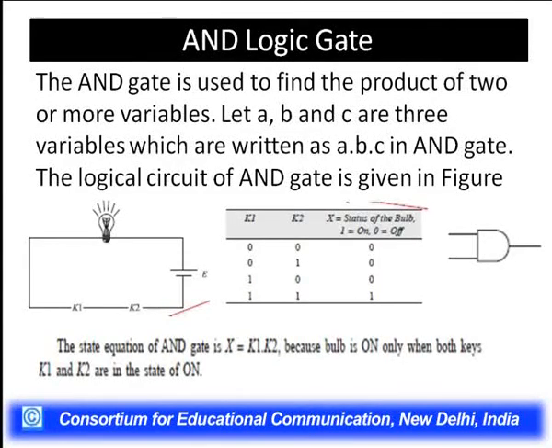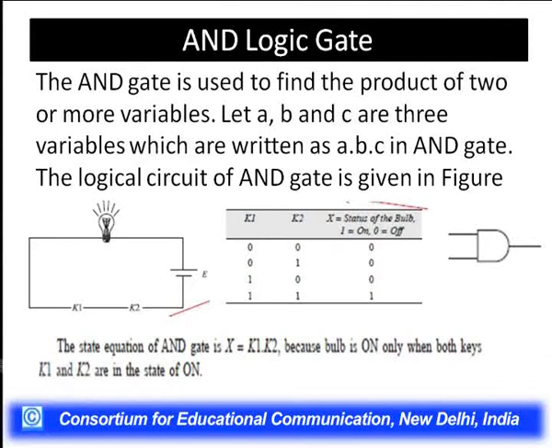Let us start with the AND logic gate. The AND logic gate is used to find the product of two or more variables. Let A, B and C be three variables, which are written as A dot B dot C in the case of an AND gate. The logical circuit of the AND gate is given in the figure. Here is a circuit with a bulb, two keys K1, K2 and E the power supply. If both keys are on, then the bulb will be on.